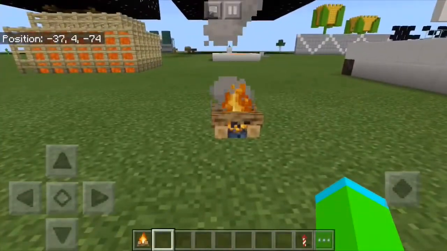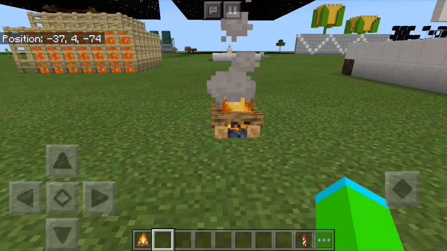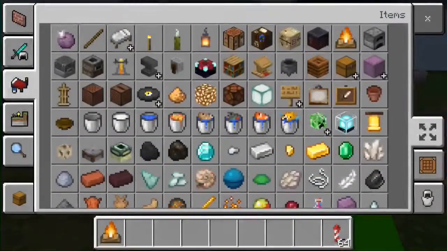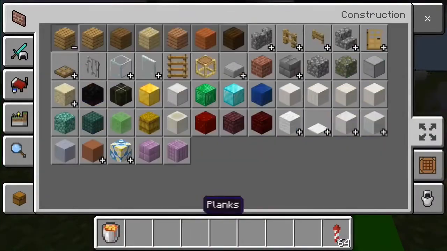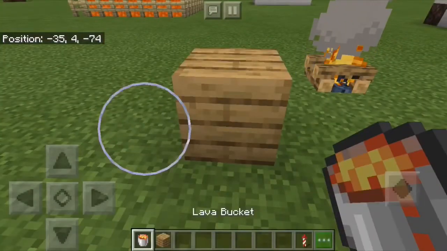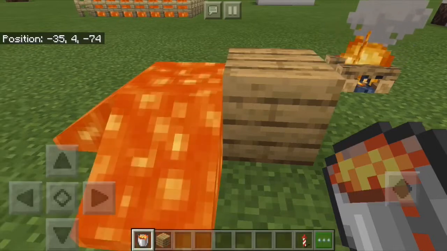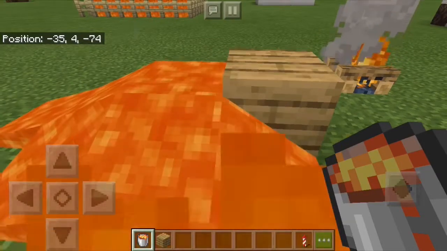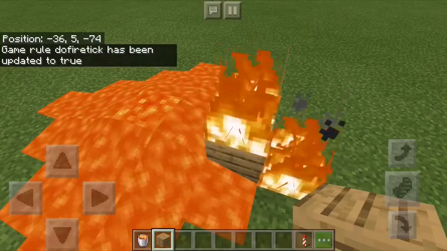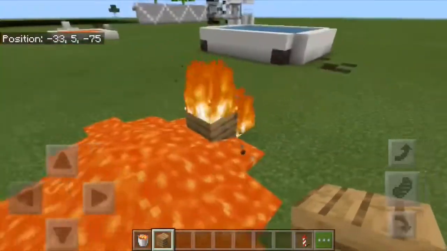to people. And conduction is heat traveling through touch. Like when I place the lava next to this wood, it will burn. There you go.